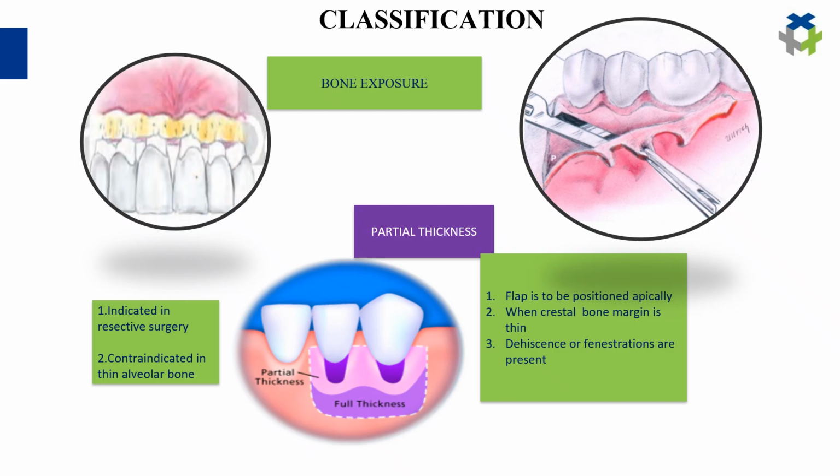Classification. Classification based on bone exposure: we can have a full thickness flap or a partial thickness flap. Partial thickness is indicated in resective surgery but avoided if the alveolar bone is thin or if there are dehiscences and fenestrations. Classification according to the placement of the flap: the flap can be displaced either coronally, laterally or apically, or undisplaced, which improves access and removes the pocket wall during the initial incision.